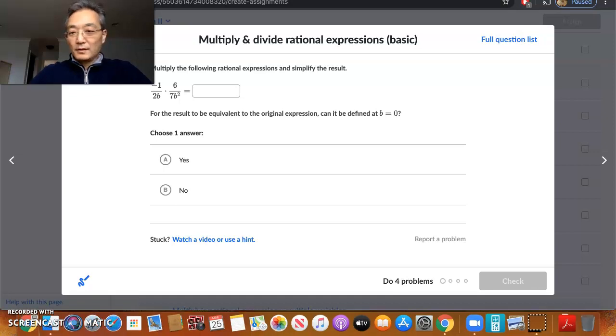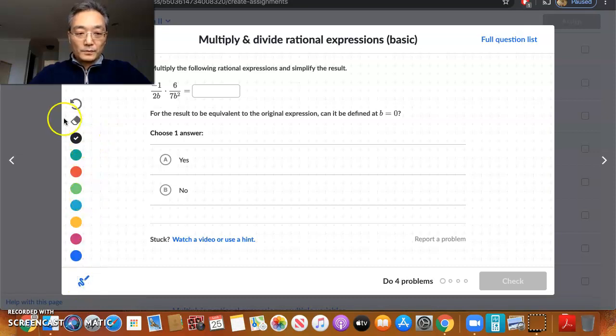In this lesson I'd like to show you how to do a few of these problems that ask you to multiply rational expressions. So we're going to do the basic problems first, and basically the idea of doing these problems is to factor, cancel, and multiply across. So let me write those steps down.